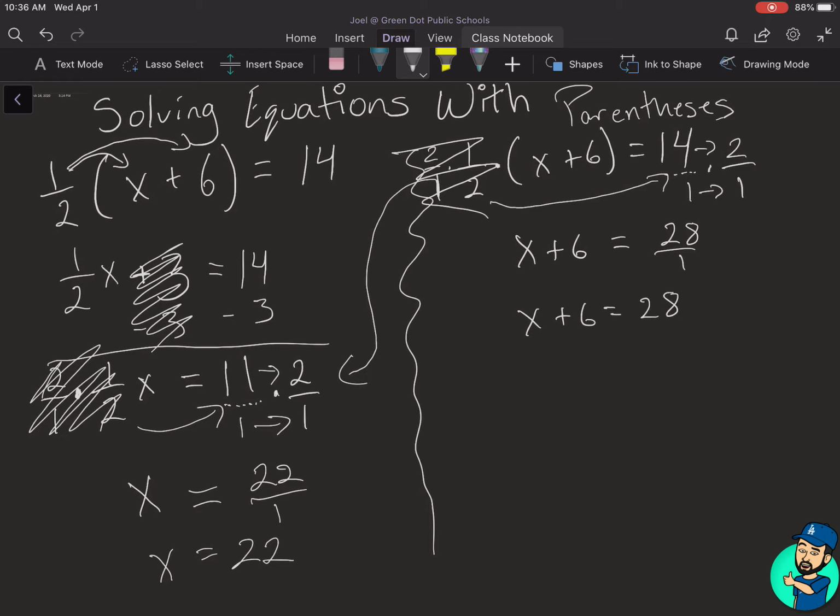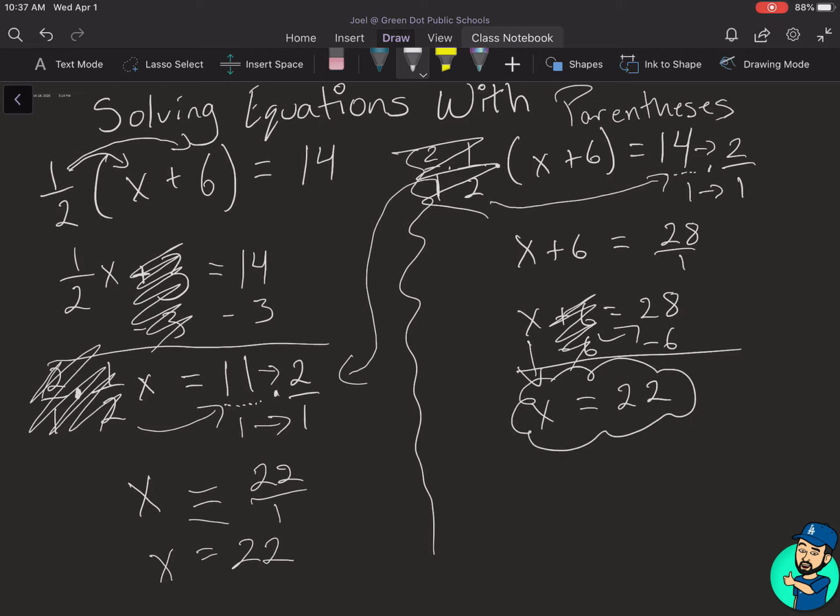Now just like solving one-step equations, you need to move that 6 to the other side of the equal sign to leave x by itself. What is the inverse operation of adding 6? Subtracting 6. Now the 6 minus 6 cancels out. I bring down the x, I bring down the equal sign, and 28 minus 6 equals 22. Look at it here. We get the same answer.